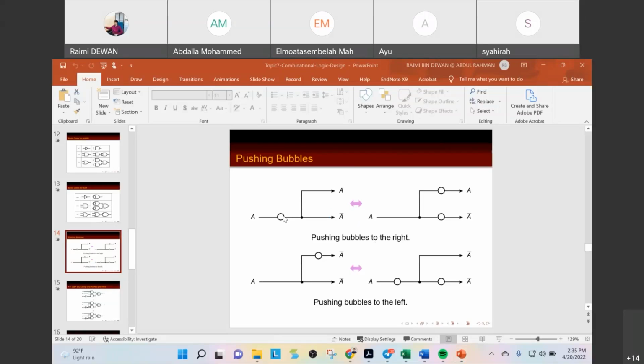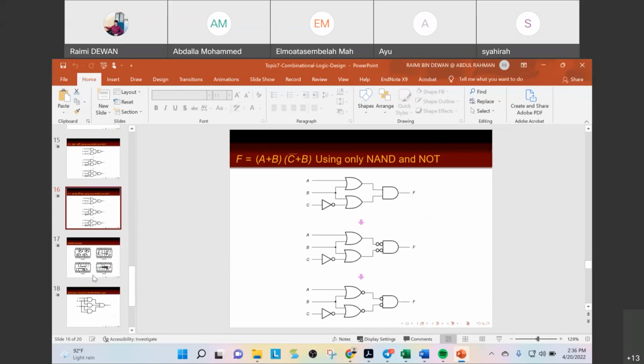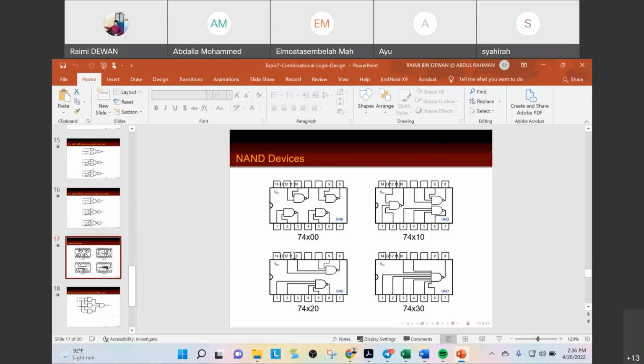So you see, the bubble actually represents an inverter. If the initial line didn't have a bubble, we can put double bubbles, because the double bubble will cancel out and become neutral again. So you can implement a double bubble on a line where there was initially no bubble, to do your circuits. I won't go through this one. This one is the NAND device. So we have the NAND devices, 7400, 7410, and the rest.